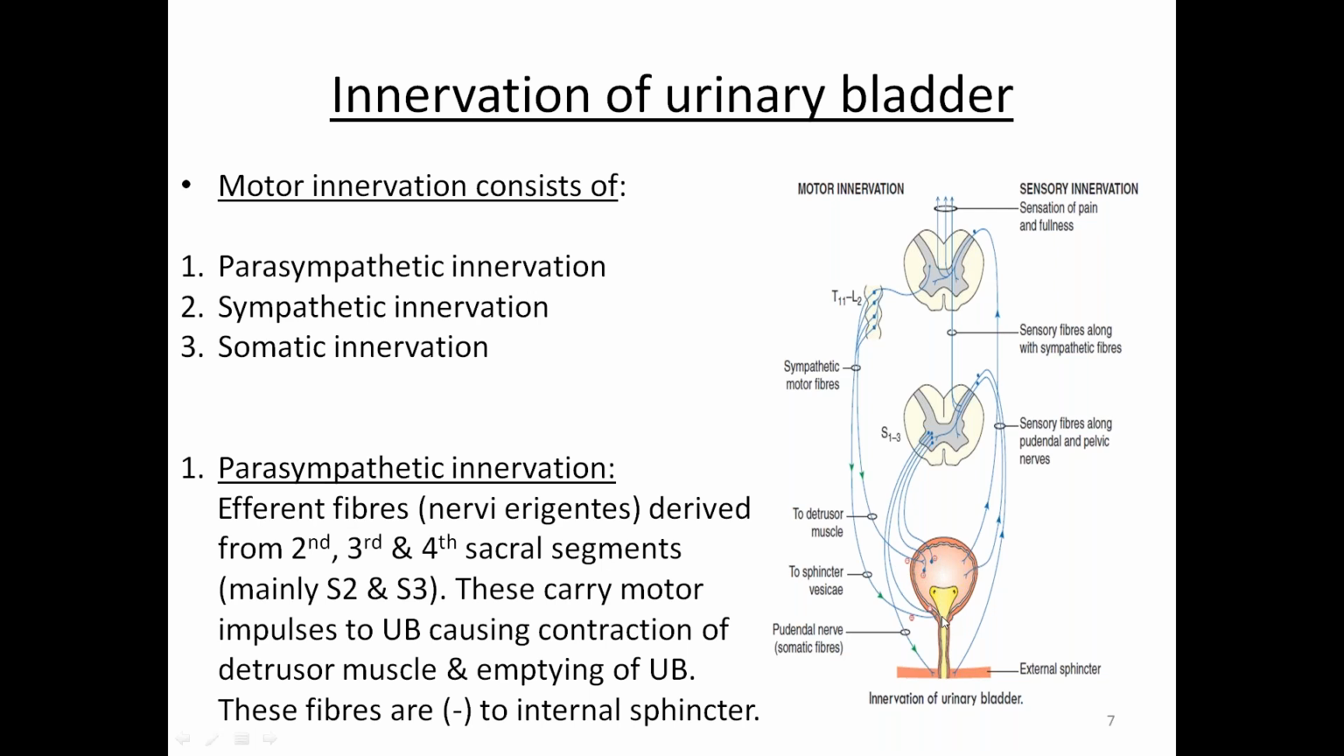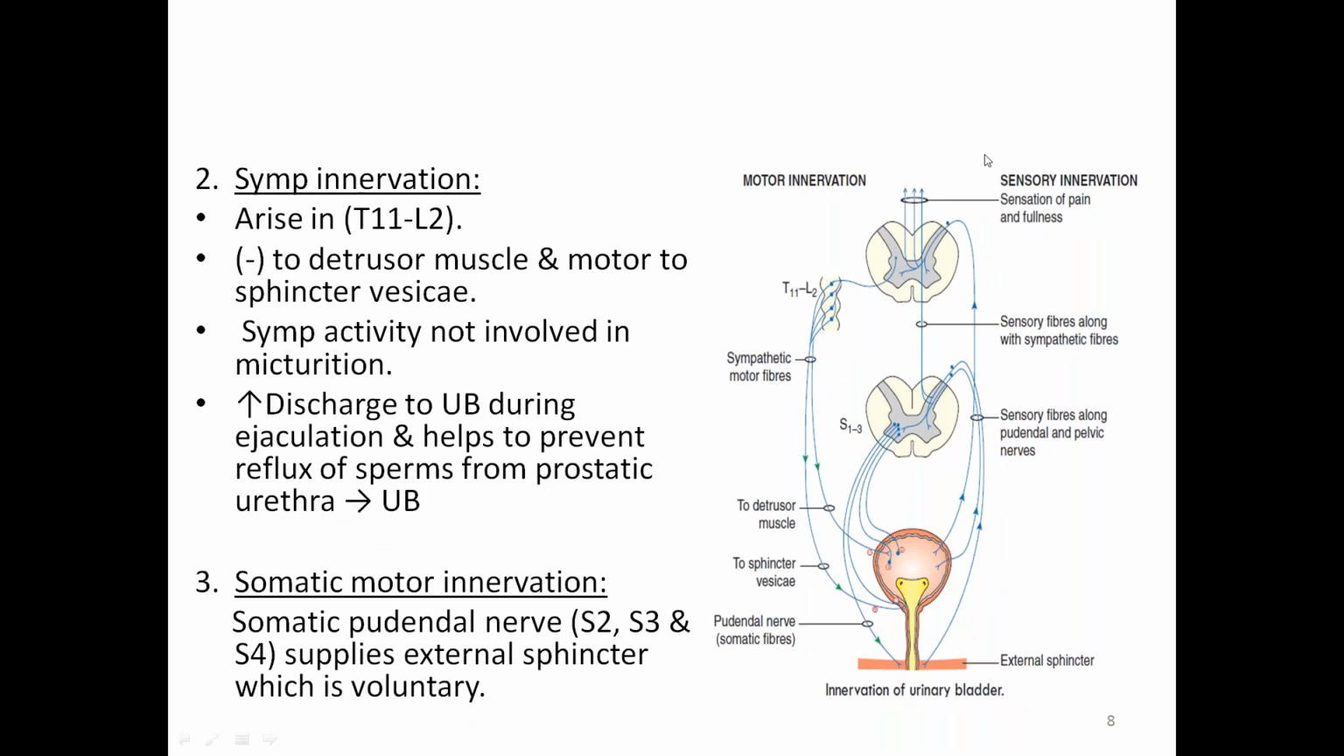All right. Then we have the sympathetic innervation. This arises in the T11 to L2 segments. These are inhibitory to the detrusor muscle, so there's a minus sign here, and they are motor to, that means stimulatory to, the sphincter vesicae, the internal sphincter. So they are exactly opposite to the parasympathetic motor supply.